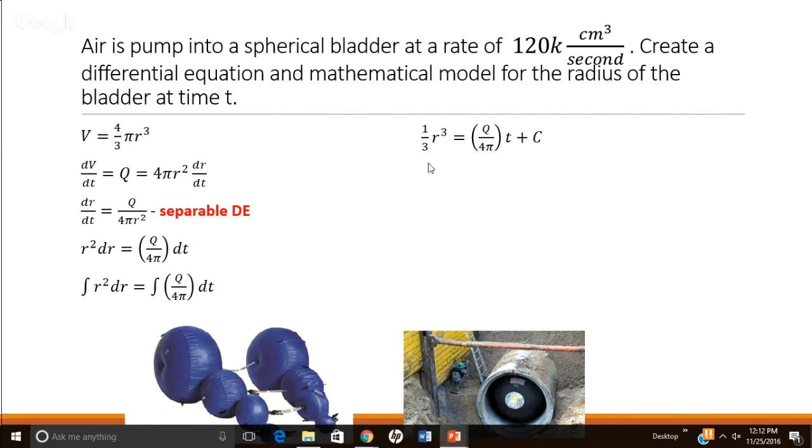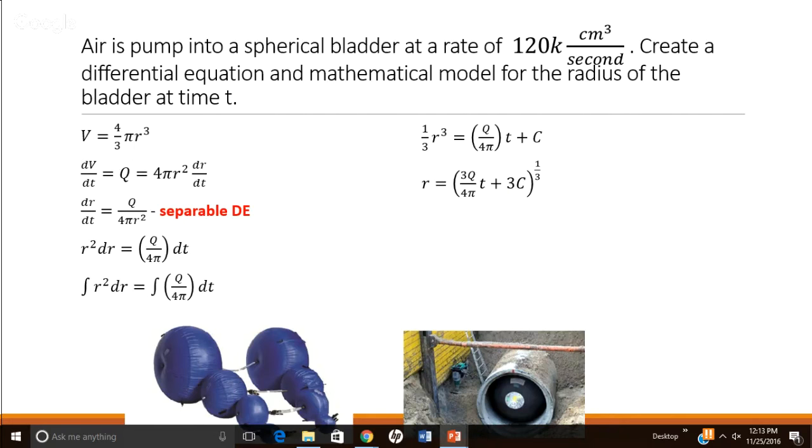So we're on our way to our general solution. What we're going to do is put this explicitly in terms of the radius at any time t. We're going to multiply both sides by 3 and take the cube root of both sides. So you get r equals the quantity 3Q over 4 pi times t plus 3c, raised to the 1/3. Now, as far as this 3c, I could have just called it c sub 2, but I'm going to leave it as 3c, so I don't end up taking something out of the equation without explanation. I'd rather give you an explanation than make that jump.